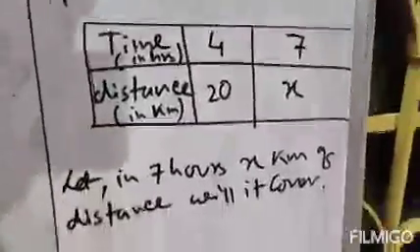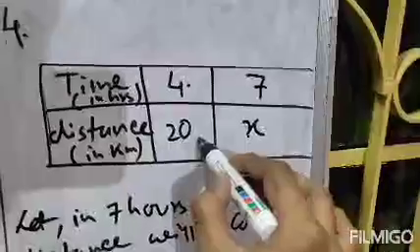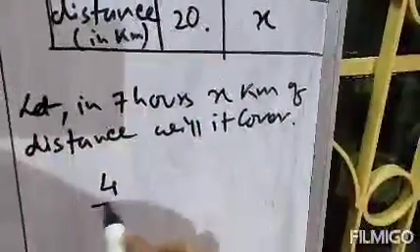Clear? So now it is a direct variation. So x by y will be constant as per the rule. Therefore what is the x? This is your x, this is your y. So x by y means 4 by 20. So 4 by 20 equals, now it is 7 by x.